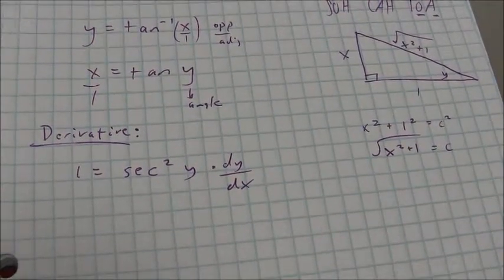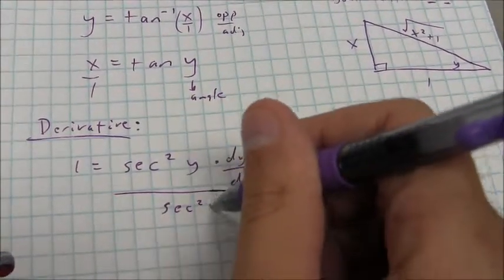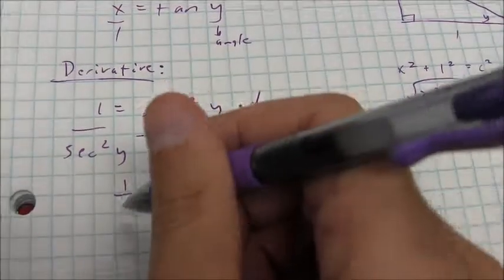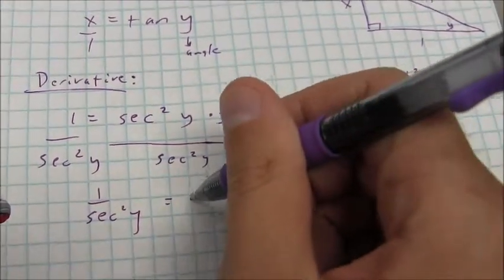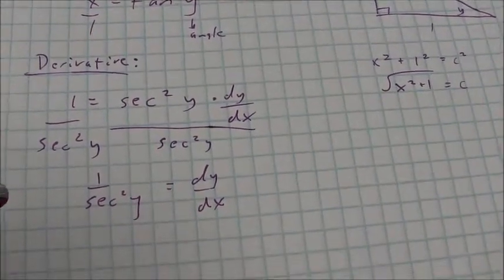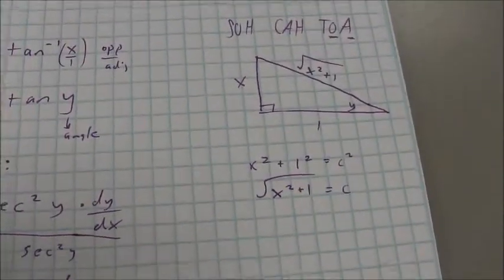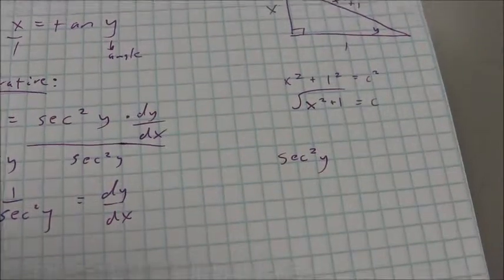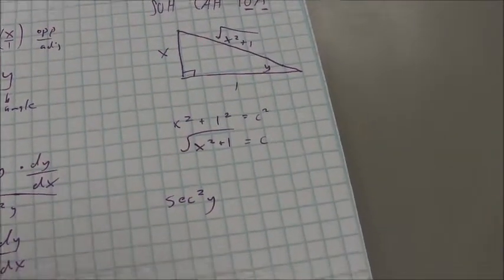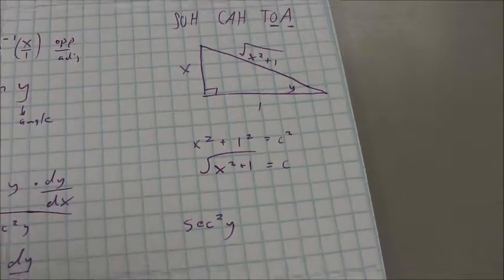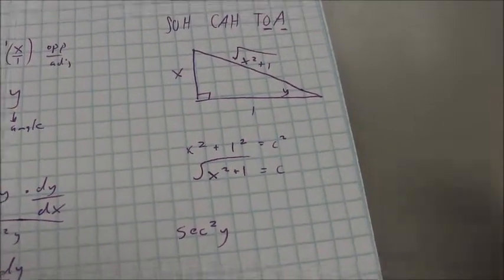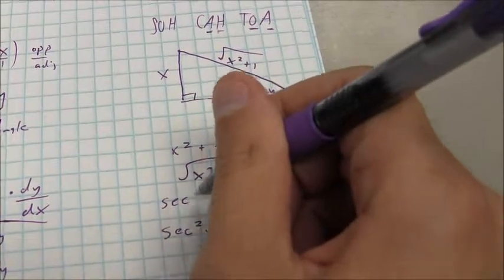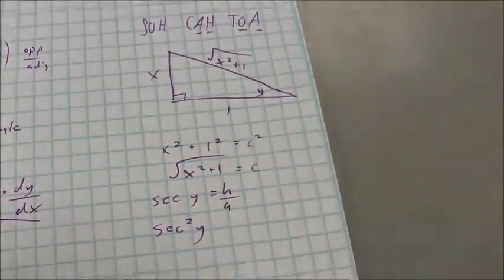At this point I want to solve for dy/dx, so I can divide both sides by the secant squared of y. And I'm going to get 1 over the secant squared of y equals dy/dx. Now, do I want my derivative written in terms of y? No. So I need to come over here and I need to find the value of secant squared of y with respect to x. Well, secant is the reciprocal of cosine. Cosine is the adjacent side over the hypotenuse of a right triangle. That means that secant of y is going to be the hypotenuse over the adjacent side.